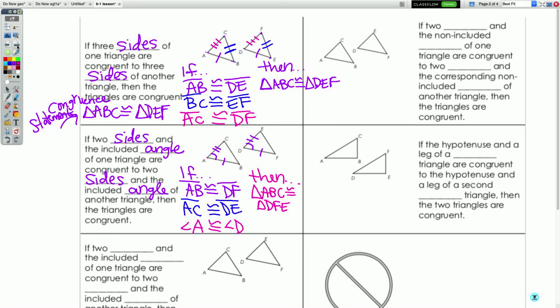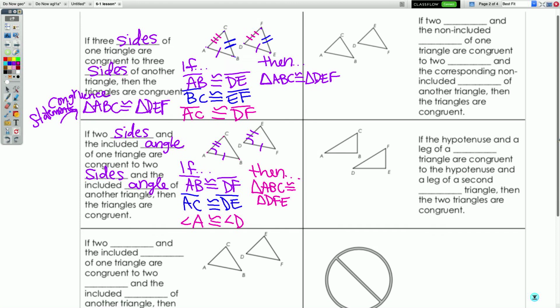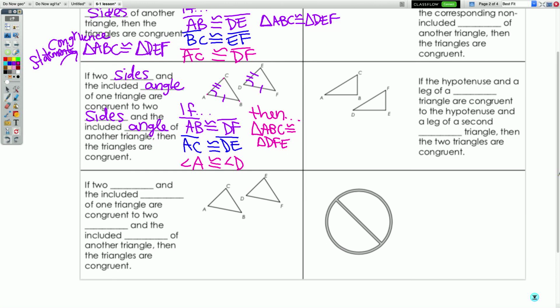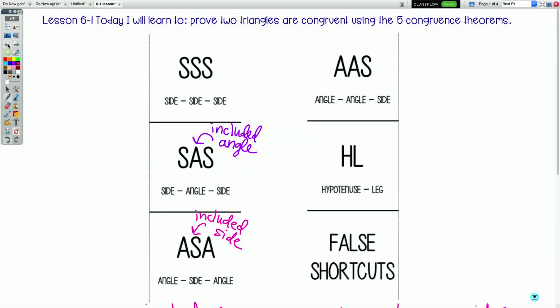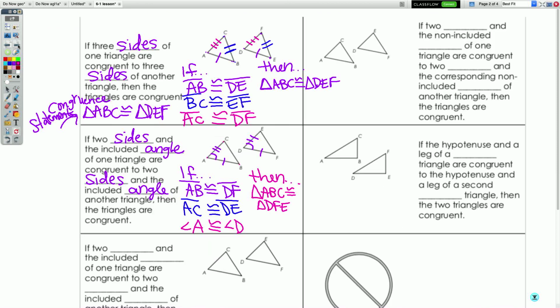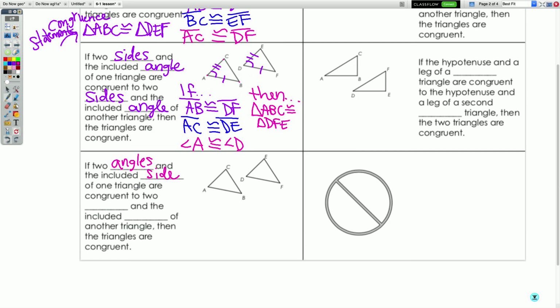Alright, so let's fill in these blanks. For angle, side, angle, what did they give us two of? Two angles and one side, right? So this is going to be two angles and the included side. So even the letters tell you what they're giving you. Two angles and the included side are congruent to two angles and the included side. Then my triangles are congruent.